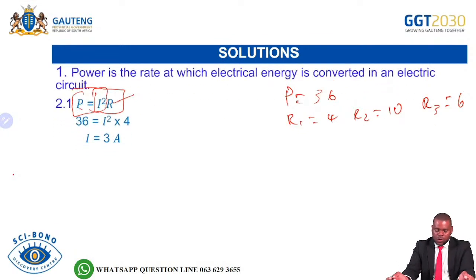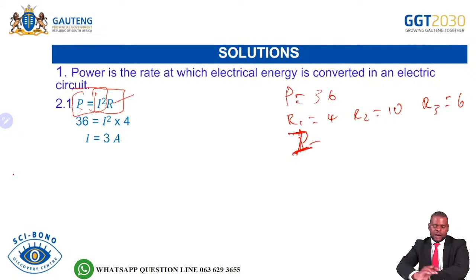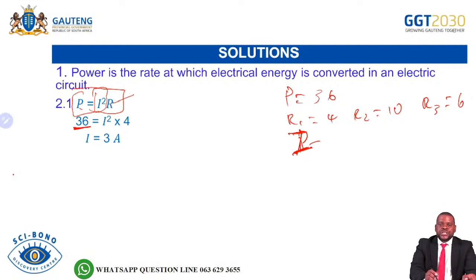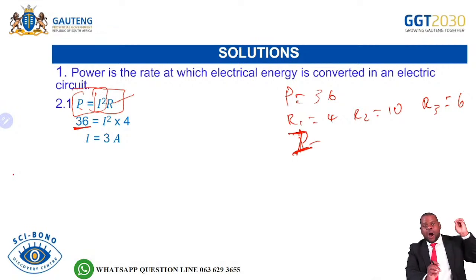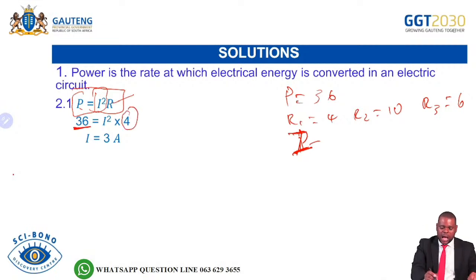Okay. Now, they want us to calculate what? They want us to calculate current. And by looking at the answer there, because power is 36, we substitute there. We put 36, and the 36 is on which resistor? The 4 ohm resistor. The 36 is the power that powered the 4 ohm resistor. Are we together? That's why for R, we use 4.